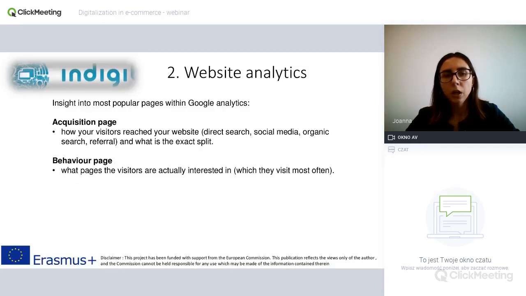In another section, you can look into how your visitors reached your website. Is it through direct search, through social media links? Is it organic search or any referral? And this information you will find out in the acquisition section. In the behavior section, you will find out what pages the visitors are actually interested in.